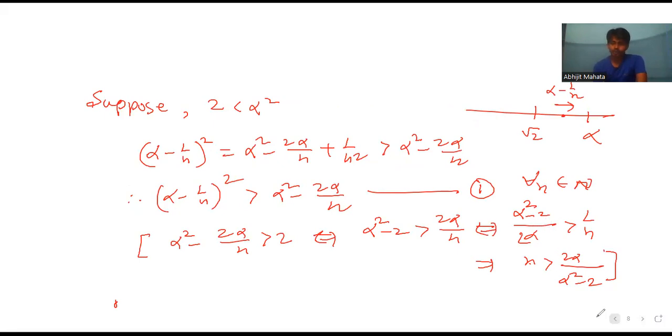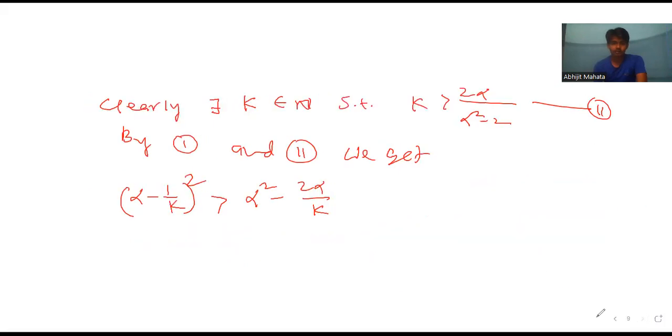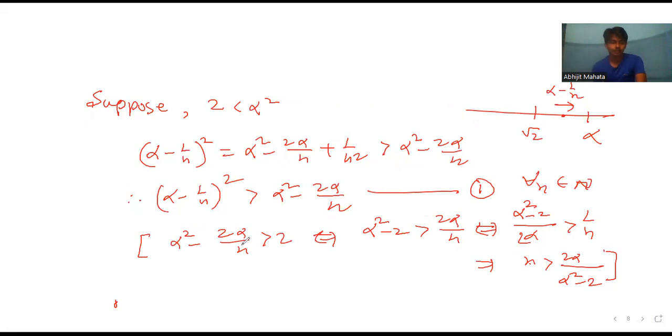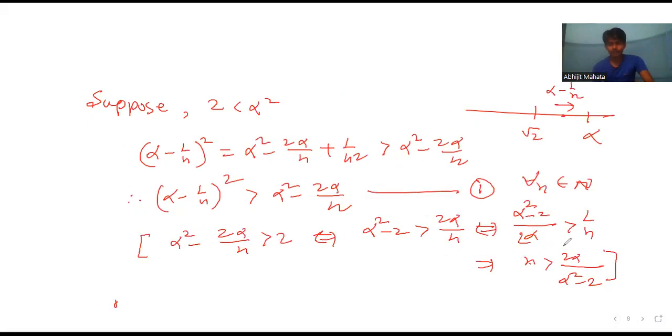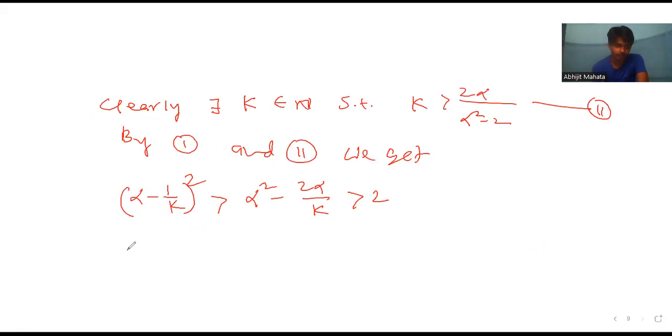Okay, now all right, so this alpha square minus 2 alpha by k, we know this is greater than 2, right? Because from here, if we use the backward process, we start from here, then we move here, then here, then we get this for such k. So what we are getting is (alpha minus 1 by k) whole square is greater than 2.